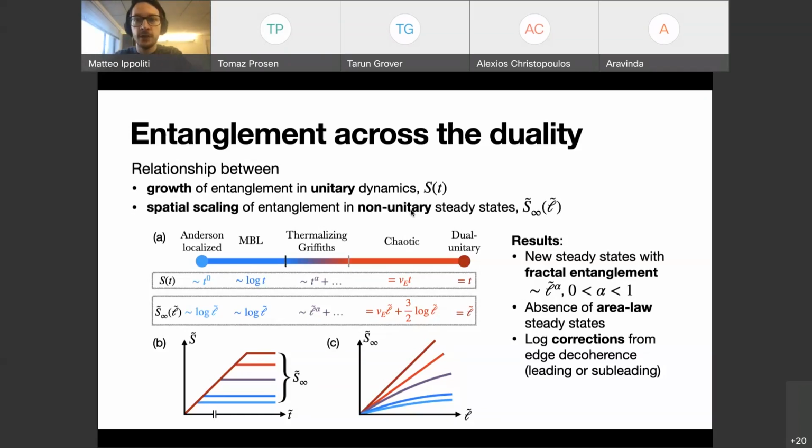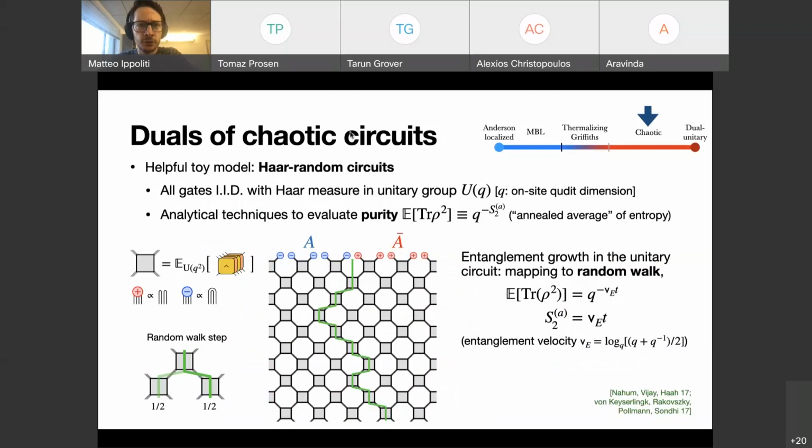Okay, if not, then let me move on to the study of these duals of chaotic circuits, which we do by looking at Haar random circuits. So circuits that are brickwork arrays of 2-qubit gates that are sampled independently and identically out of the Haar measure. So the measure that's unitarily invariant on the unitary group, on 2 qubits in this case. And we can make the on-site dimension q completely arbitrary. It doesn't have to be qubits now.